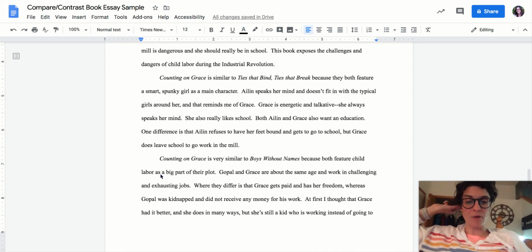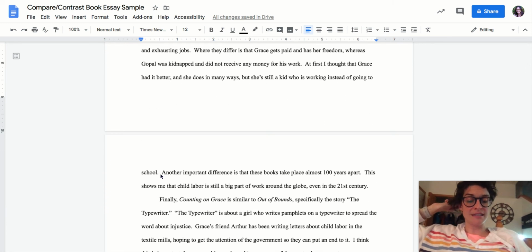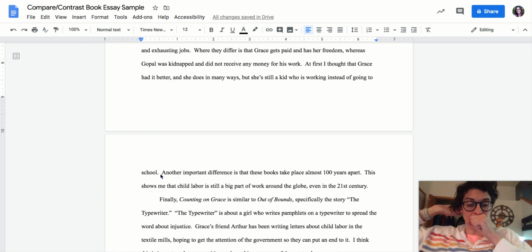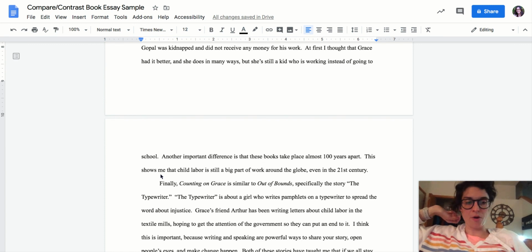At first, I thought that Grace had it better, and she does in many ways, but she's still a kid who is working instead of going to school. Another important difference in these books is that these books take place almost 100 years apart. This shows me that child labor is still a big part of work around the globe, even in the 21st century. Okay, now, here comes my extension paragraph.